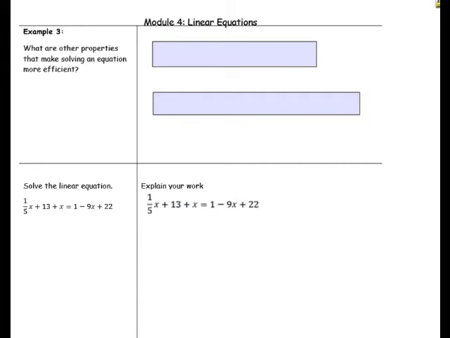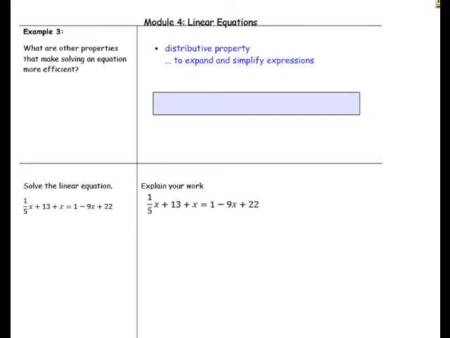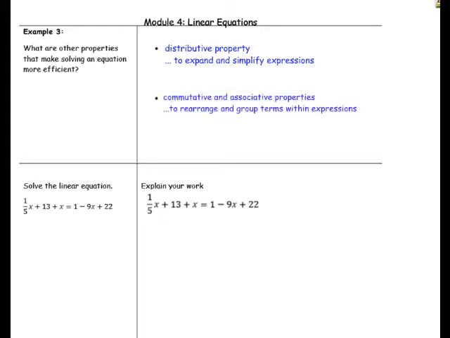Example 3. What are other properties that make solving an equation more efficient? We can use the distributive property to expand and to simplify expressions. We can use the commutative and associative properties to rearrange and group terms within expressions. Below is an example of when this would be a good strategy.